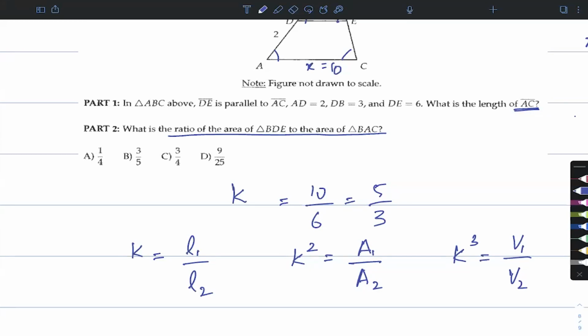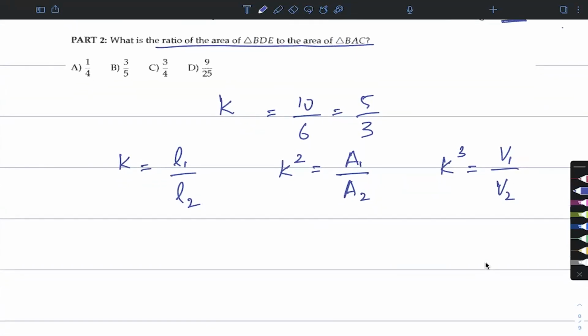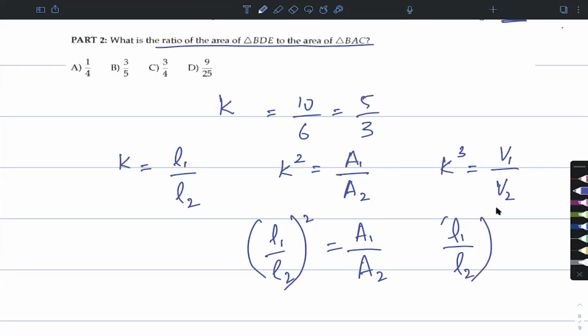Sir, weren't the formulas for all of these lengths, areas, and volumes different in O levels? No, they were the same, but in O levels, instead of calling it scale factor, they just plugged in the value. So instead of saying K, they said L1 over L2 squared is A1 over A2, and L1 over L2 cubed is V1 over V2. It was the same thing, just disguised as something else. It's up to you, whatever you're more comfortable with, it will work.